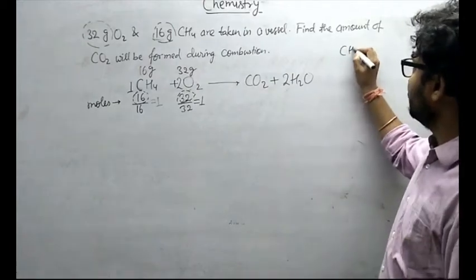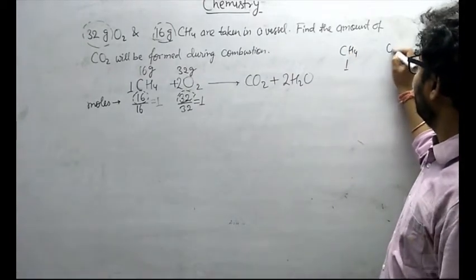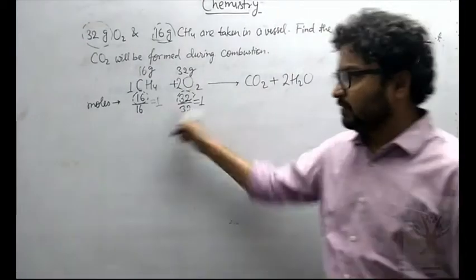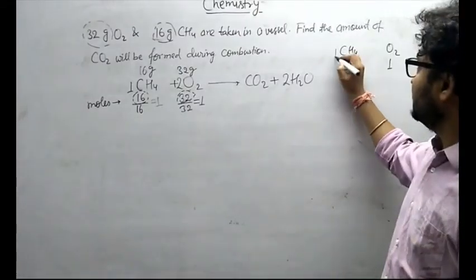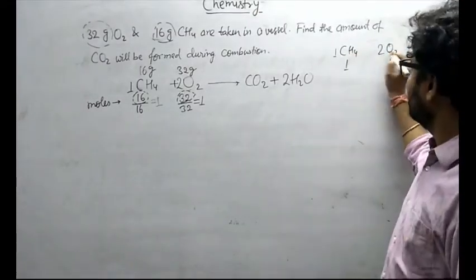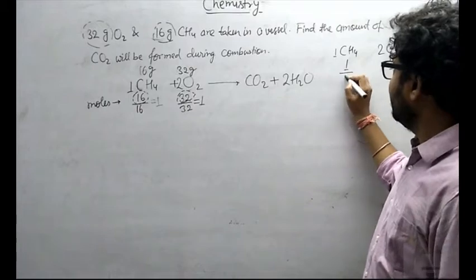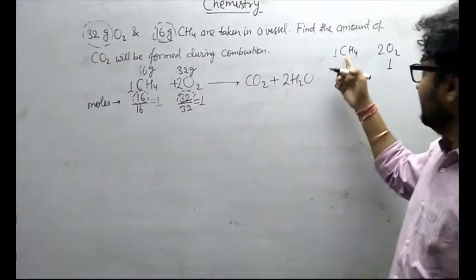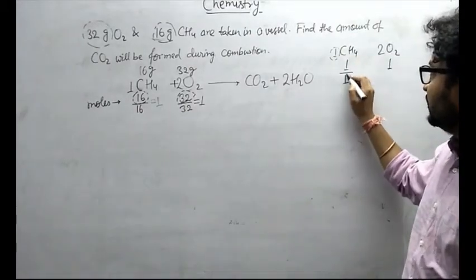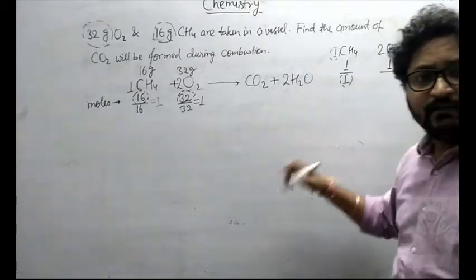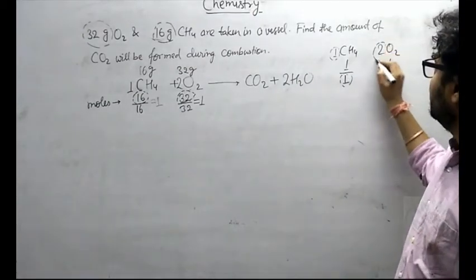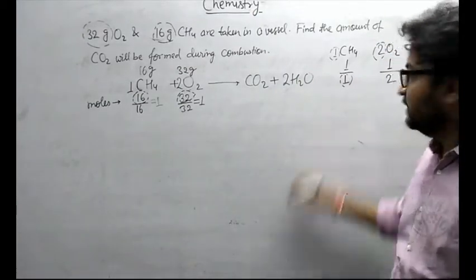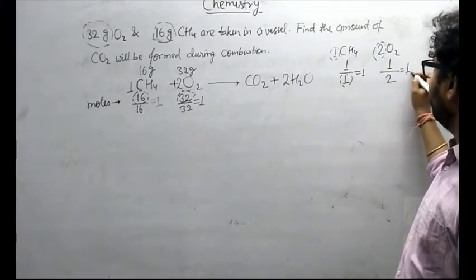How many moles of CH4 did I get? 1. How many moles of O2 did I get? 1. What is the stoichiometric coefficient of CH4? 1. What is the stoichiometric coefficient of O2? 2. So now I will divide 1 by 1, 1 divided by the stoichiometric coefficient. Now I will divide this 1 by whom? 2, the stoichiometric coefficient. Here I am getting 1, here I am getting half.